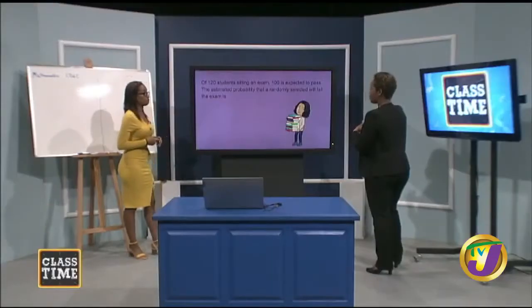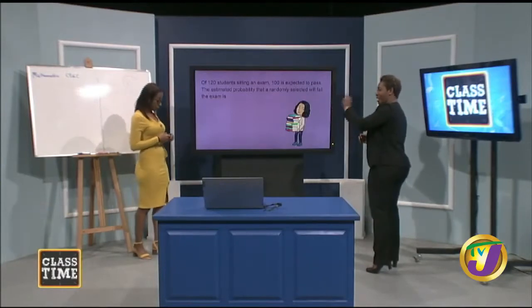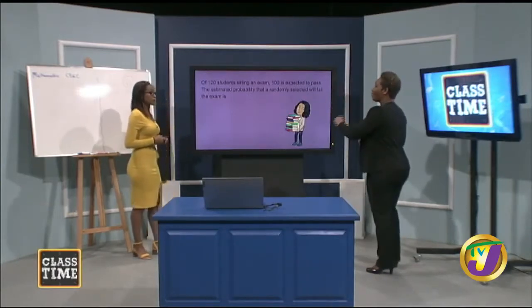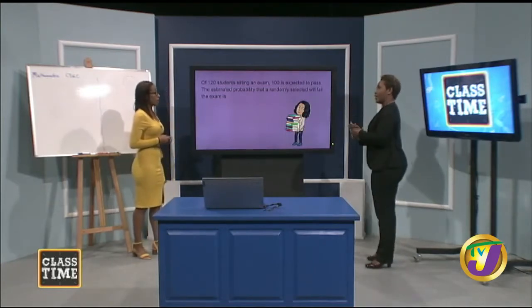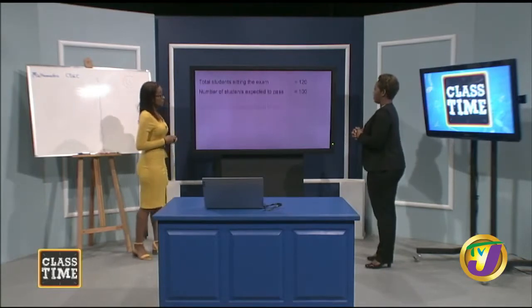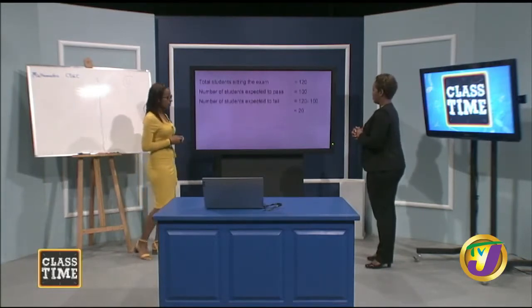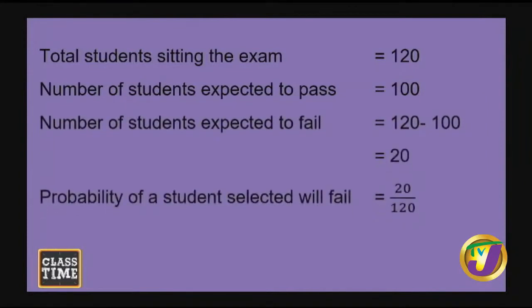But you did say probability can be represented as a fraction. Right, so it's 20 out of the 120. You're sure? Yes. All right, let's see if you're right. Yes, you're definitely correct. But what if you don't see 20 out of 120 in the options? What's going to happen?